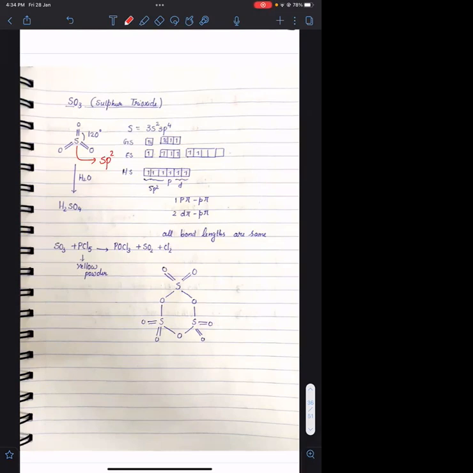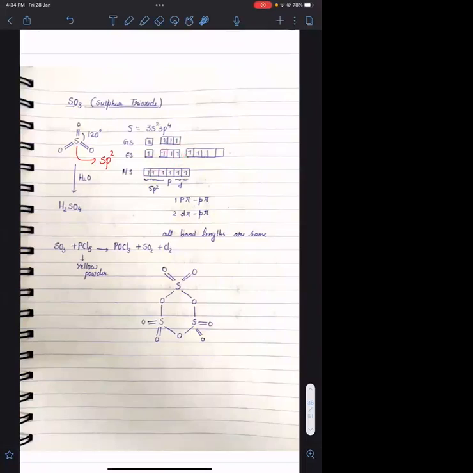Okay, now what do they ask you here? The nature of these pi bonds. Remember, the ground state configuration of sulfur is 3s2 3p4, which means you have only 2 unpaired electrons. How many bonds are forming here? Having 6 bonds, you need to have 6 unpaired electrons. So what I'm doing is shifting these electrons into the vacant d subshell. Once I shift these electrons, you get 1, 2, 3, 4, 5, 6 unpaired electrons.